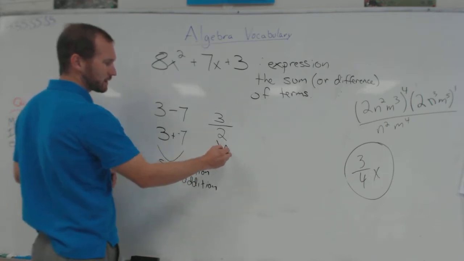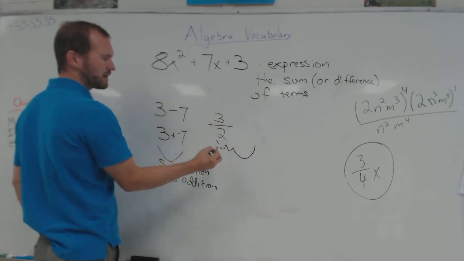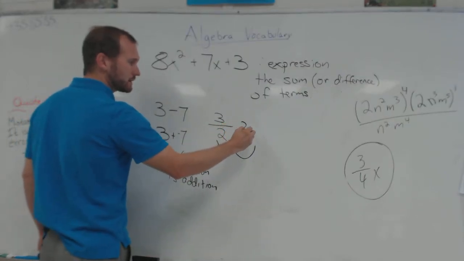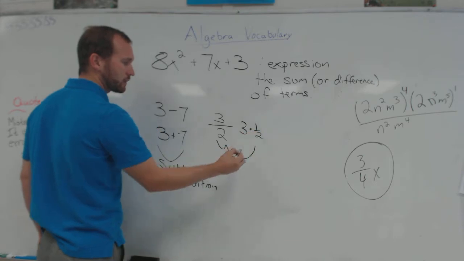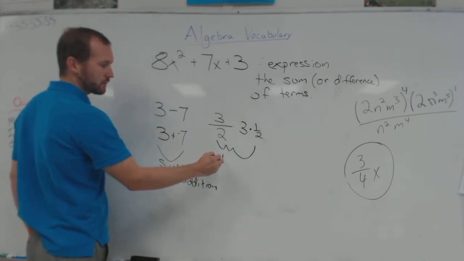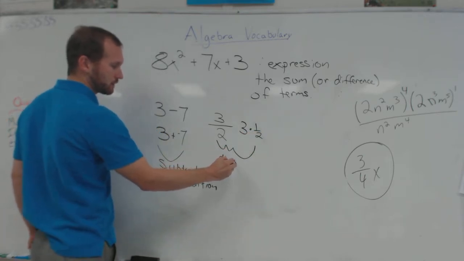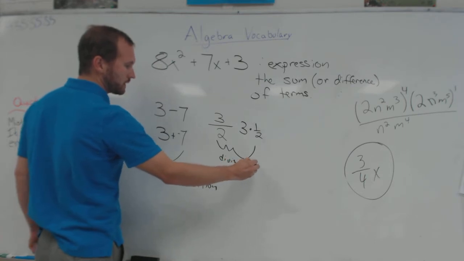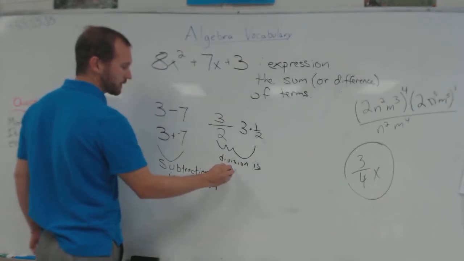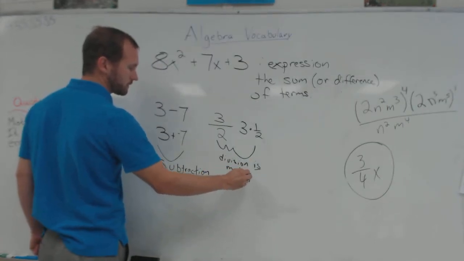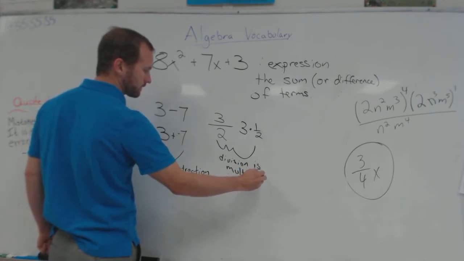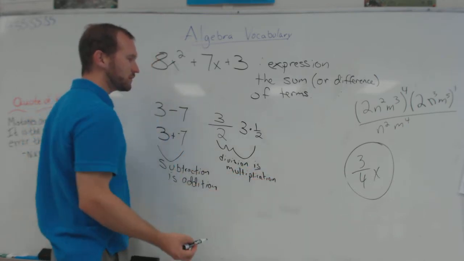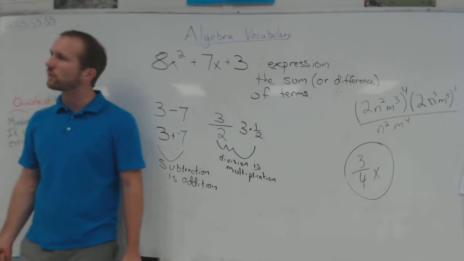And my message here is 3 divided by 2 is 3 times 1/2. So division is multiplication. Could it be vice versa, like multiplication is addition? You could kind of think of it that way. It doesn't work quite as well.